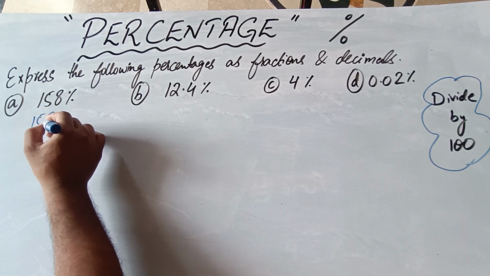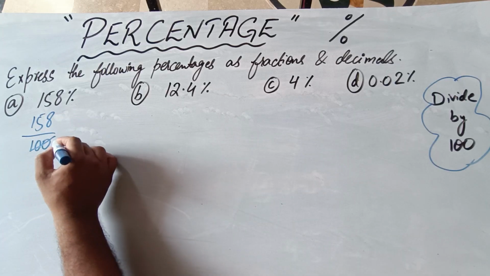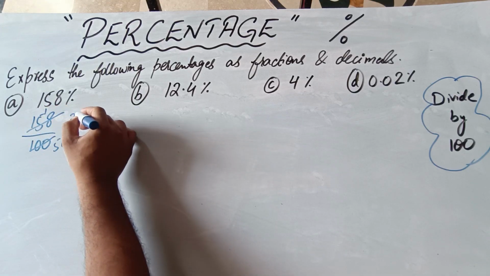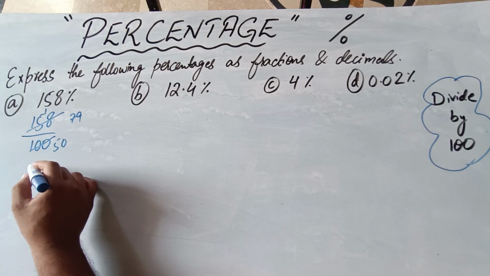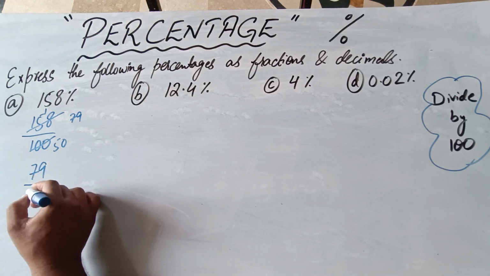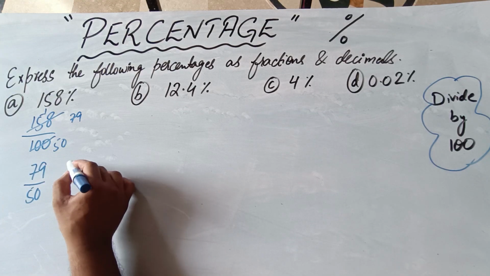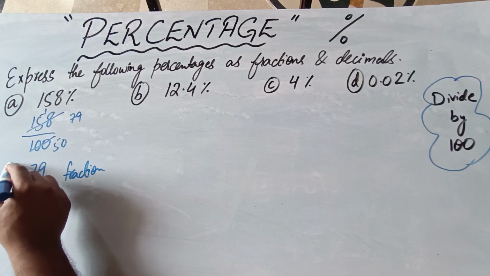So 158 divided by 100. Now they both are divisible by 2. So 2 times 50. 2 times 7 is 14, 1 will be carried, 2 times 9. So 79. So 79 and 50, both are not divisible by any common factor. So this is the fraction form.